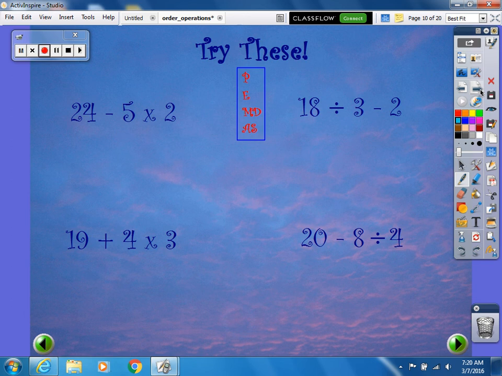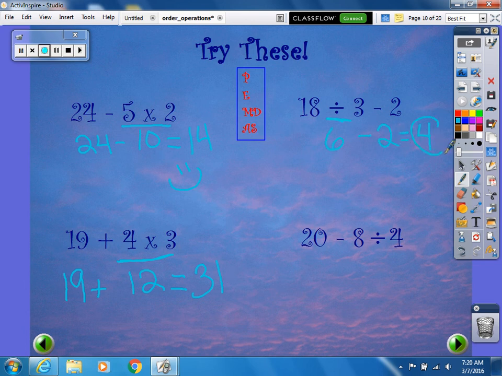Welcome back. So we have 24 minus 5 times 2. You should have started with multiplying. 5 times 2 is 10. Rewrote everything. 24 minus 10, and you get 14. Our second one, we have addition and multiplying, so we start with multiplying. 4 times 3 is 12. 19 plus 12, and we get 31. Here we have division comes first, so 18 divided by 3, and we get 6, minus 2, and we get 4.